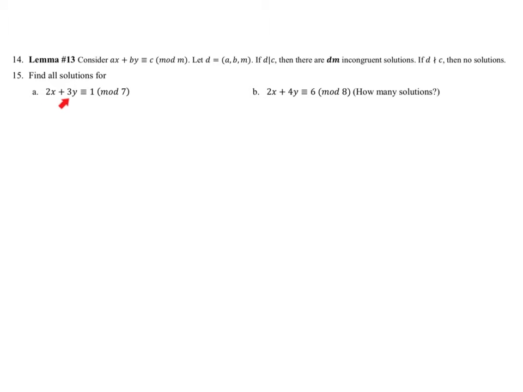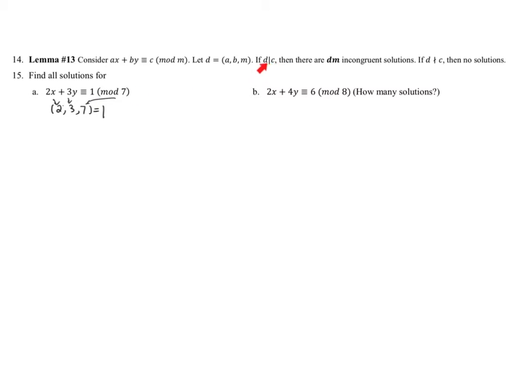In this linear congruence with two variables, first of all, let's check whether it has a solution or not. To check the solution, we're going to look at the greatest common divisor of 2, 3, and 7, and then make sure that it is a number that divides the right hand side of the congruence, which it does divide 1. So therefore we have solutions.